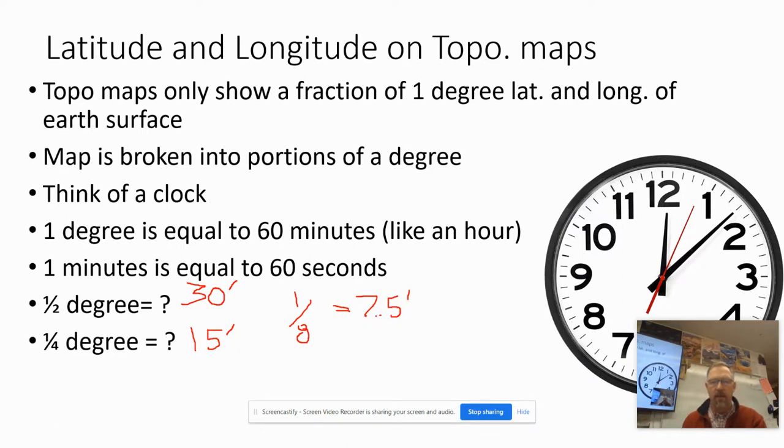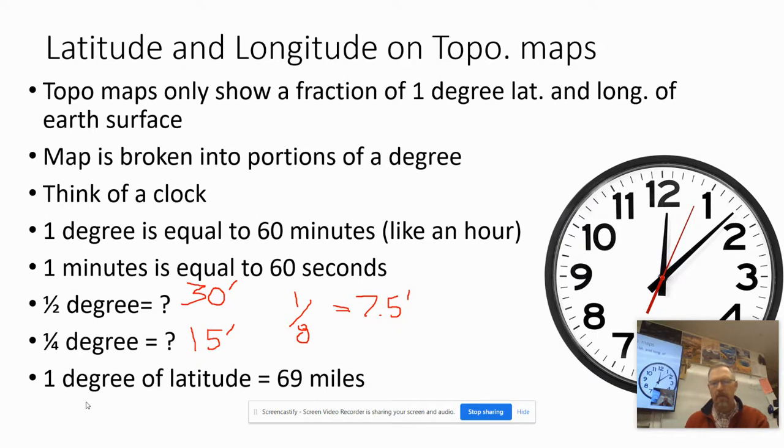This map right here, because I'm only looking at 7.5 minutes of latitude, is going to show a lot more detail than this one that's looking at 30 minutes, because it's like I've zoomed in. So in terms of the world, if I want to walk 1 degree of latitude, that's actually going to take me 69 miles. Or you could say, roughly by rule of thumb, we used to say about 70 miles.